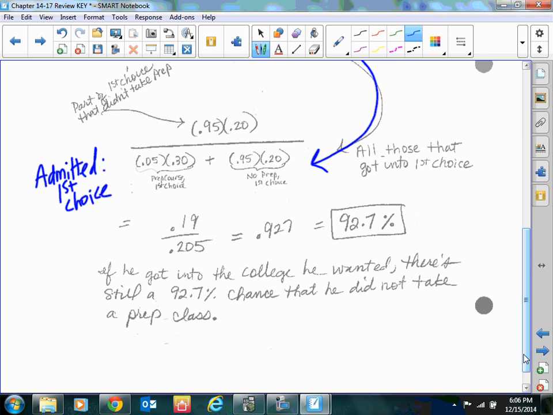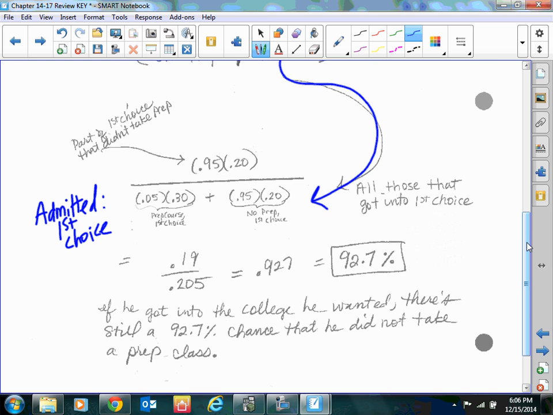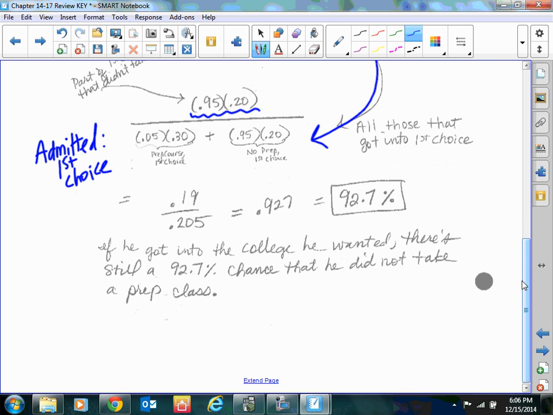All right, so given that he got into his first choice, what's the probability that he did not do the SAT? So this is the portion that did not do the prep course. So that 0.19 over 0.205, 92.7% chance that he did not take the SAT prep class, given that he got into his first choice. All right, so that is it. And I also showed you the other ones along the way, even though I didn't explain those, but you can see those and then be prepared to ask questions tomorrow.